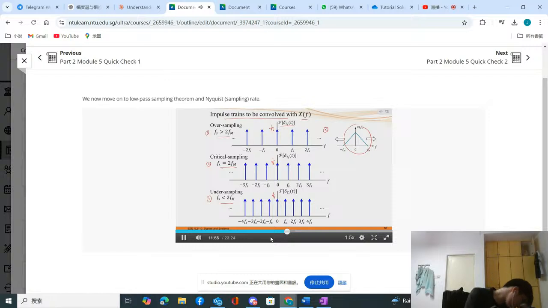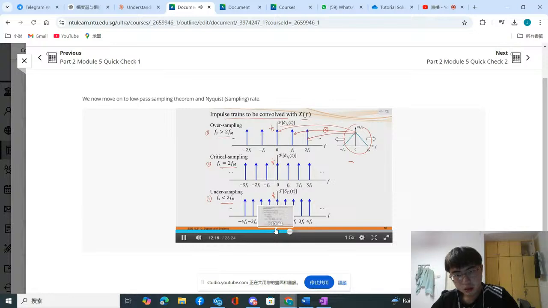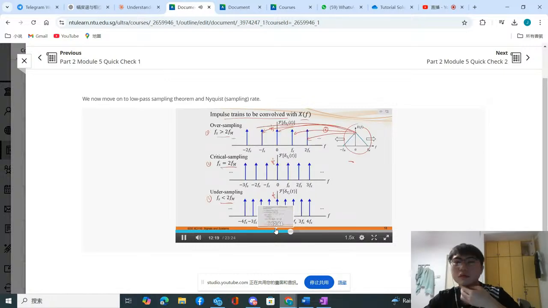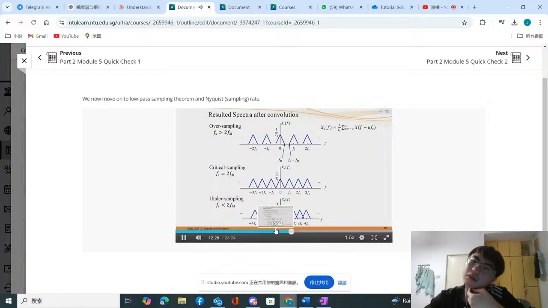All right. And you know that when you convolve this spectrum here with a set of delta functions, you are shifting this spectrum to the position of the delta function. And you end up with the resulting spectra after the convolution, which is given by this equation here. And graphically, this is what it means.